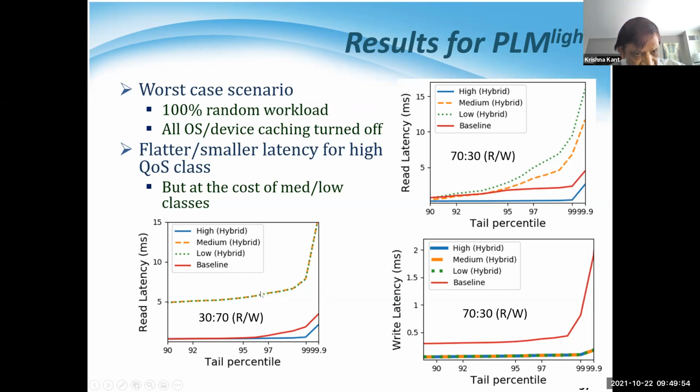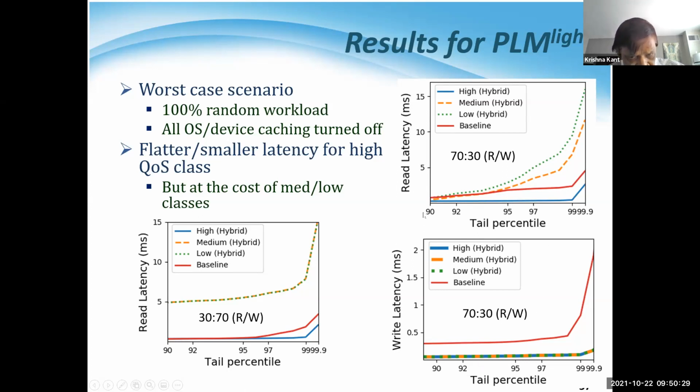But the medium and low classes suffer. And you see the same behavior here. This is 30-70 read and write, 70-30 read and write. Again, you get a very good behavior for the high QoS, but you get worse behavior for the low QoS, which may not be so bad, because after all, if you're trying to get a deterministic latency for some selected applications, you're able to get that. Others perhaps have to suffer a little bit, but maybe it doesn't matter.